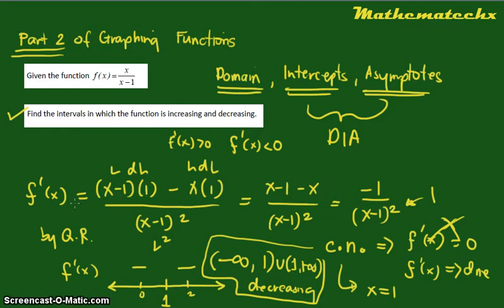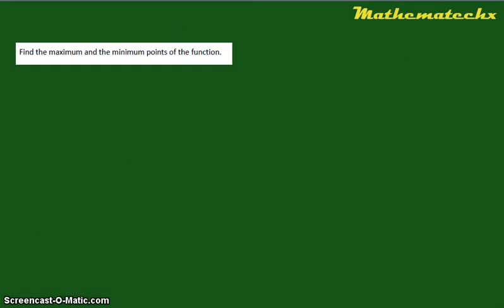Now we move on to the next task. Just a recap: domain, intercepts, asymptotes, and we look for the intervals in which a function is increasing and decreasing. This time, let's check the next question. After identifying where the function is increasing or decreasing, we want to find the maximum or the minimum point of the function. This is actually a follow-up to the previous task.